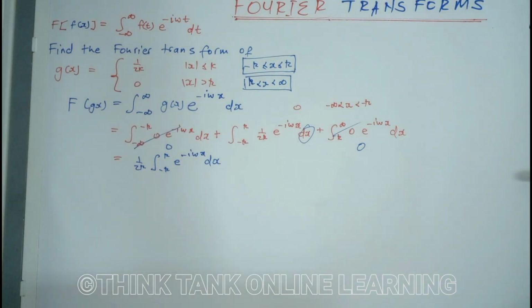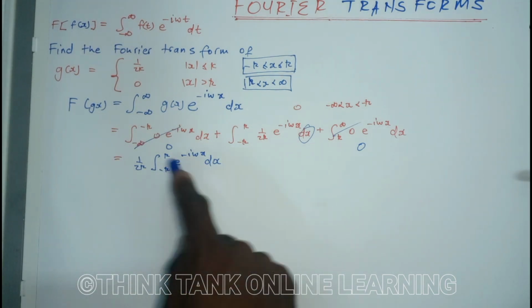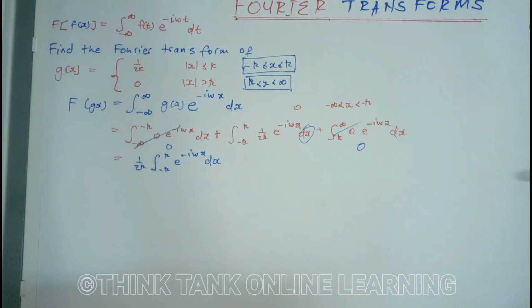If you don't want to play with these types of limits, from negative k to k, you can just change. You're going to multiply here by 2, and after doing that, you're going to say from 0 to k. You can do that, but for the meantime, I'm not going to do that. It may cause confusion, so let's just continue with this one.